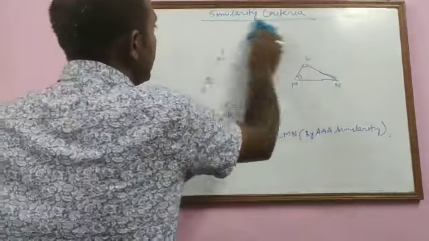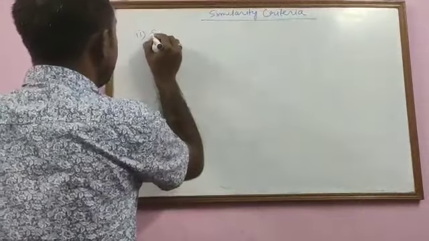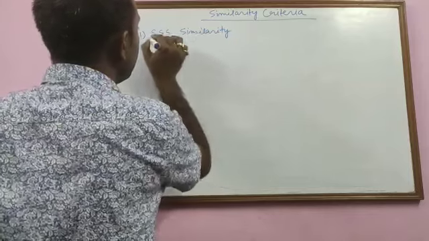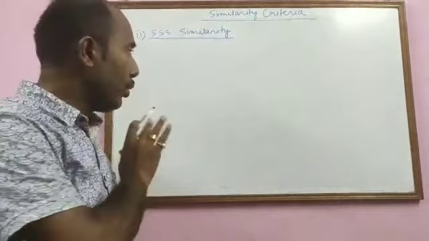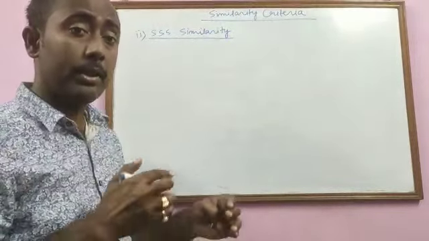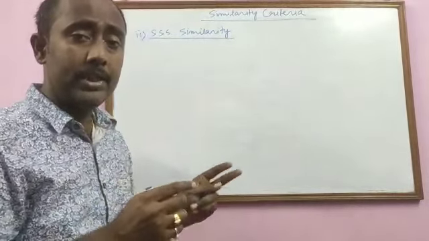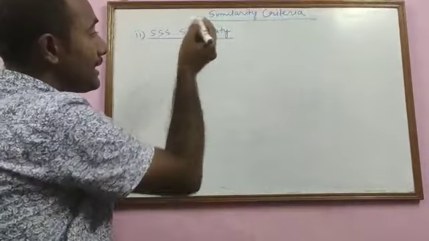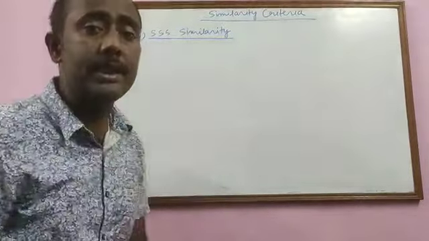Next comes the third one, that is side, side, side similarity, SSS similarity. Remember students, here in similar triangles and similarity criteria, nowhere we will be talking about a side equal to the corresponding side of the other. We are talking about them being proportional. That means we are talking about the ratio of one side to the ratio of the other side. So here SSS similarity criteria stands for the three sides of one triangle being proportional to the three sides of the other.